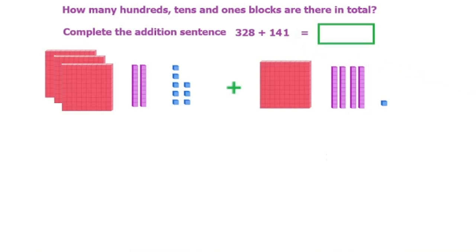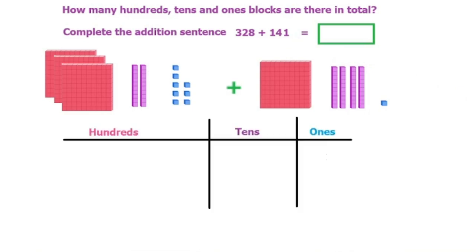So an easy way to do this is to use a chart, and we have here the hundreds, tens, ones, remembering your place values. The hundreds are in pink, the tens are in purple, the ones are in blue. And so you could collect them all and put them in here, each of the place values, so that you can add them up. So let's start with the pink.